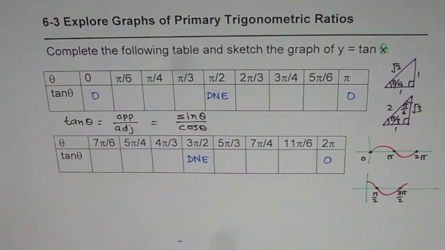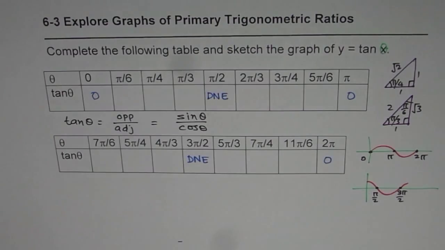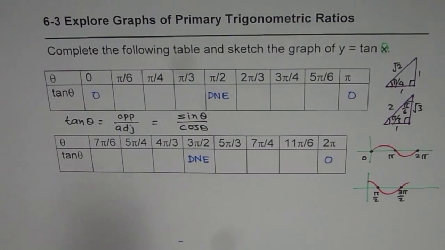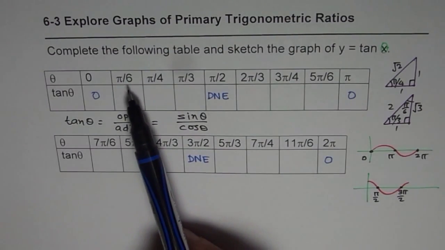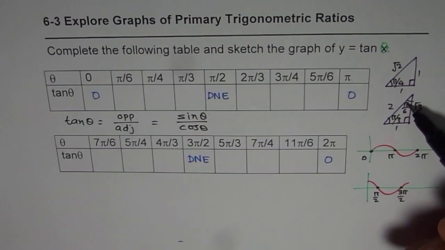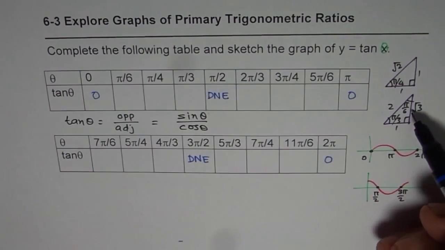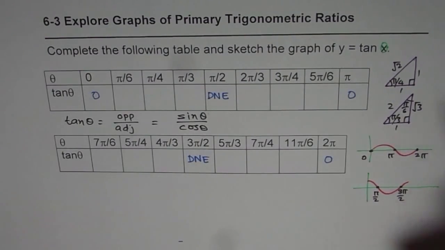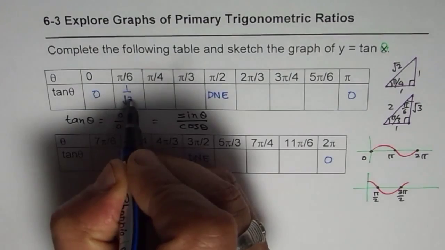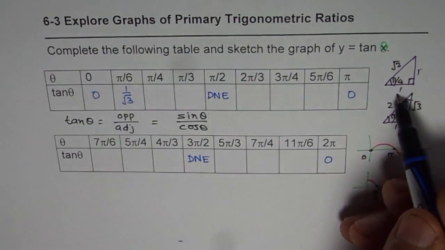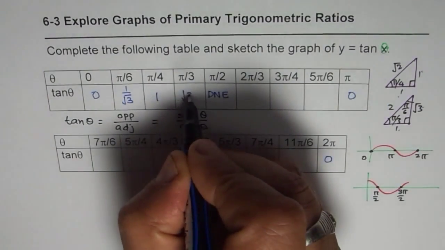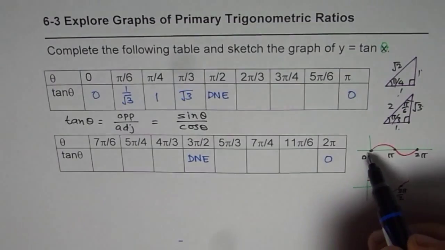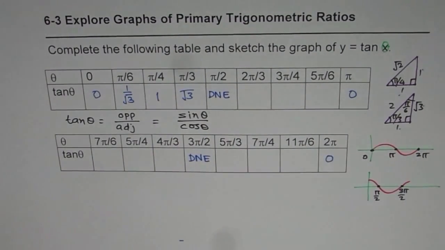To start with, these are very critical and important values. Once we have filled these values, then we can look into our special triangles and fill the rest of the values. Pi by 6 means we are looking into this triangle, opposite over adjacent. From pi by 6, opposite is 1, adjacent is square root 3, so you get 1 over square root 3. Pi by 4, opposite over adjacent is 1. Pi by 3, you look from here, opposite over adjacent, which is square root 3. Once you do pi by 2, you are through with the first quadrant.